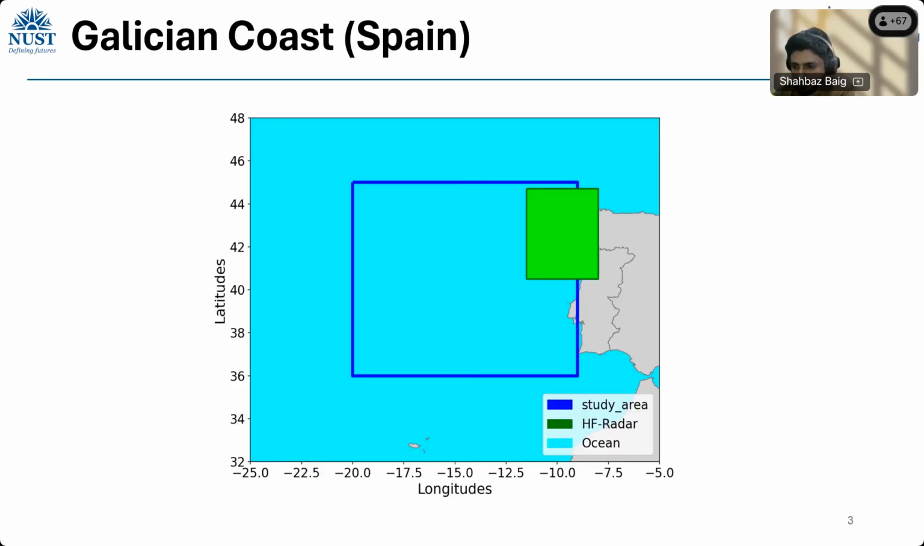So this is just a study region, because I'm not working in a global region for the moment to test this prototype. This is the region where the blue box represents the domain of our research, and the green shaded region represents where we have the HF radar data, which is used for the validation of our results.